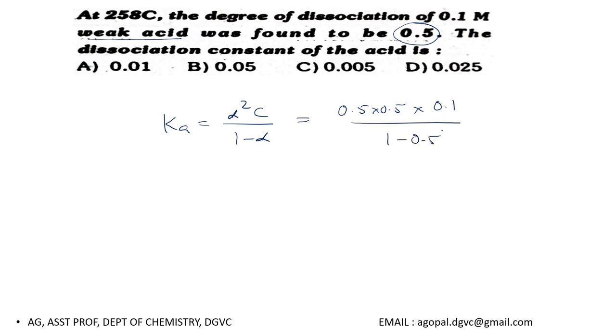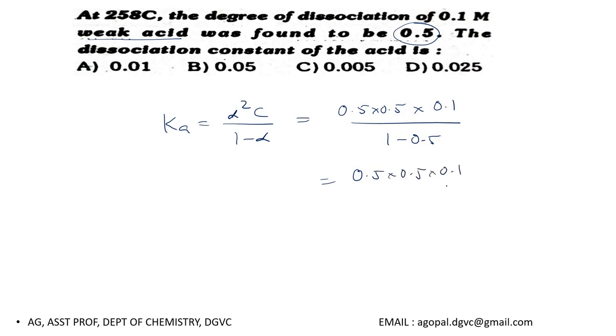Then at 25 degrees Celsius, the degree of dissociation of 0.1 molar weak acid was found to be 0.5. The dissociation constant of the acid is? Some weak acid is given, and they are asking the dissociation constant. You know very well Ka is equal to alpha square C by 1 minus alpha, the Ostwald dilution law formula. Alpha, the degree of dissociation, is 0.5. So 0.5 square, 0.5 into 0.5, concentration is 0.1 molarity, divided by 1 minus 0.5, which is 0.5.